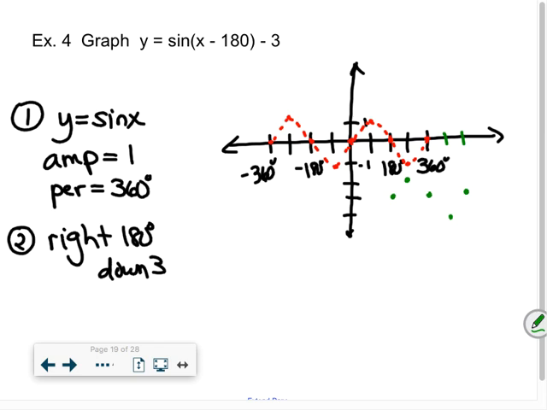If not, keep following your points. So if I was at negative 180, right 2, down 3, right 2, down 3, right 2, and down 3. And let me give you the homework real quick.